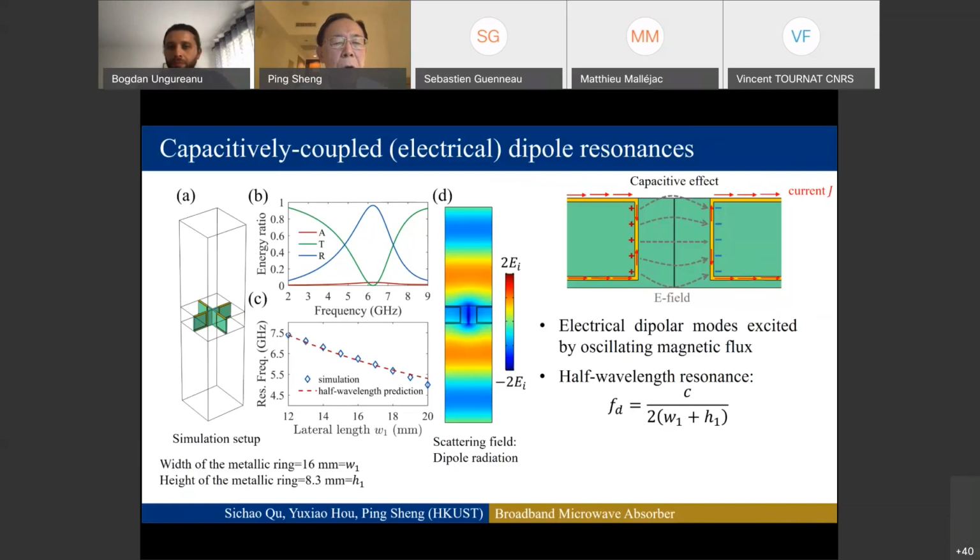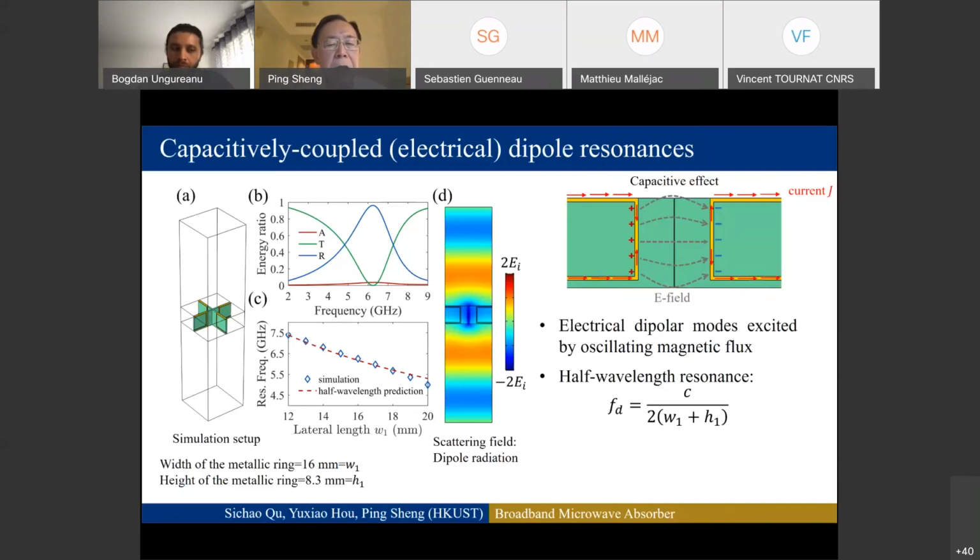Now, in figure B, we have shown that the simulation shows at 6.3 gigahertz a near total reflection, near zero transmission, and a little bit of absorption. And we can verify that's a dipole resonance by comparing the frequency at which the total reflection occurs with the formula given on the right-hand side. So that's shown in C. And you can see the agreement is very good.